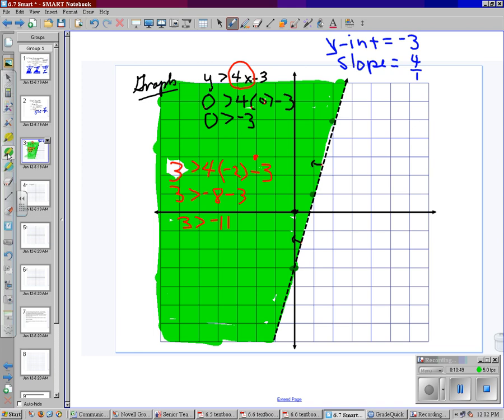Okay. Could I have an XY pair that is in the white area over here? Just any XY pair you want. Ellie? 6, 6. 6, 1, 2, 3, 4, 5, 6. So this point up here.